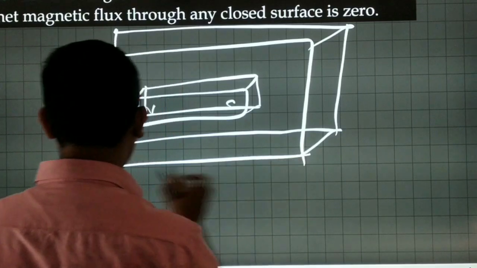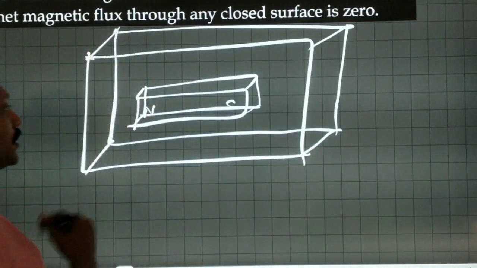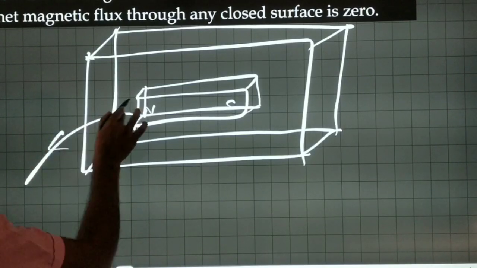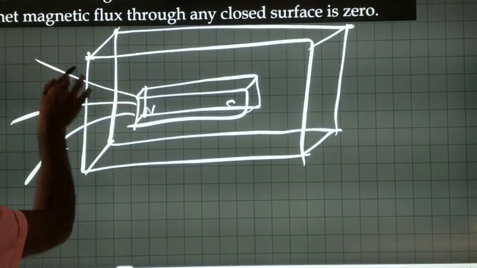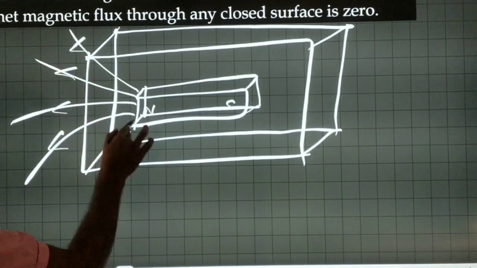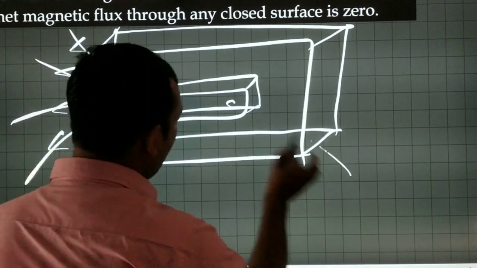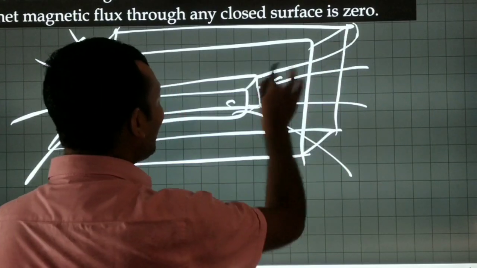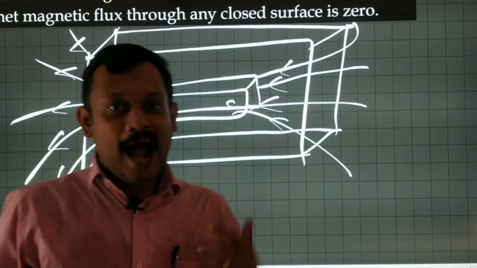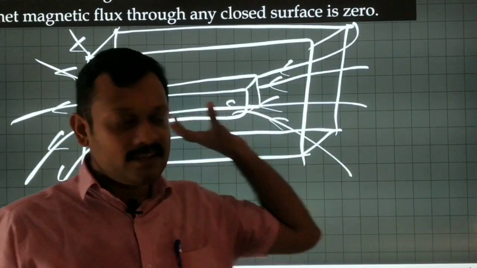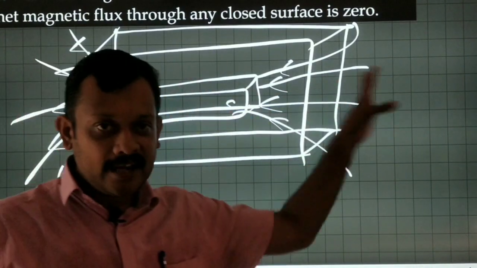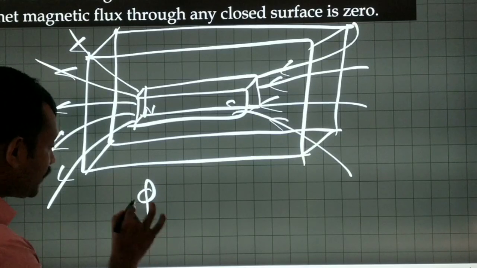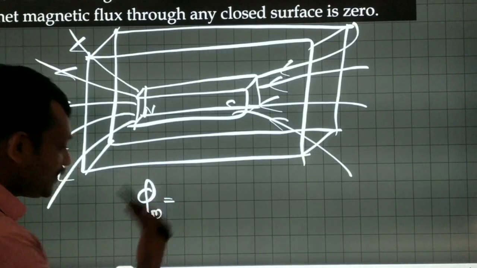Just a rough representation only. Don't say that it is symmetrical and asymmetrical. So it is coming out here, and it is entering here. Right? Now what you will say is that, sir, as many field lines which are leaving this surface will enter through the other surface also. My question, what is the total magnetic flux here going to be?